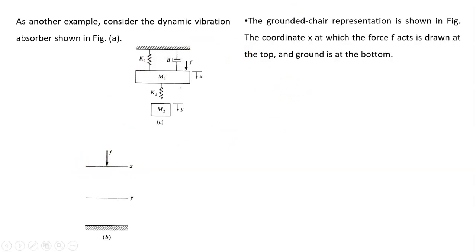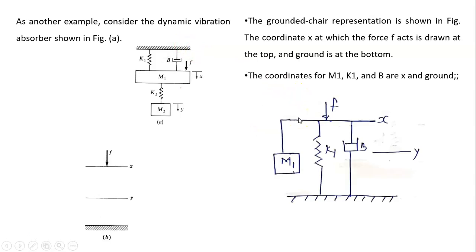Now, the coordinate X at which the force F acts is drawn at the top and ground is at the bottom. Therefore, the coordinates for M1, K1 and B are X and ground. Therefore, from the figure, the coordinates for mass M1, spring K1 and damper B are coordinate X and coordinate ground. Therefore, you can show it like this. To the coordinate X, connect mass M1 and show it as grounded like this. Again, spring K1 is in between X and ground.